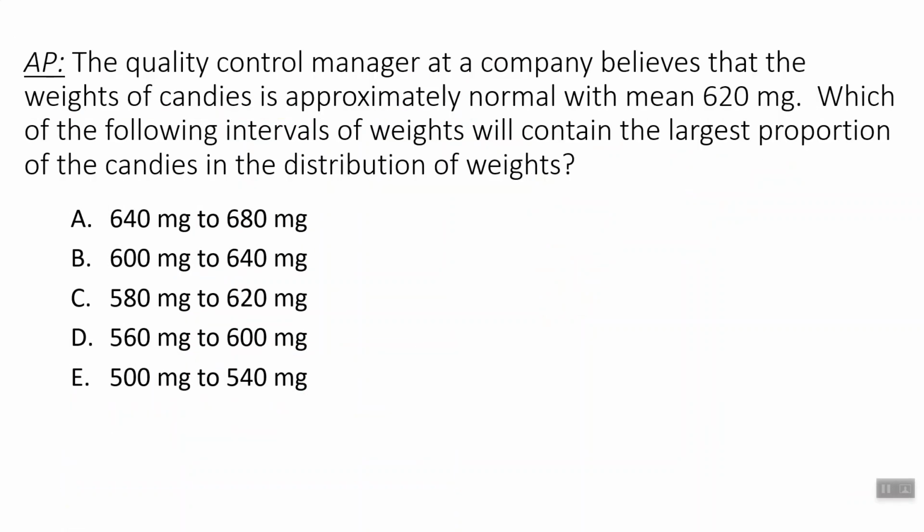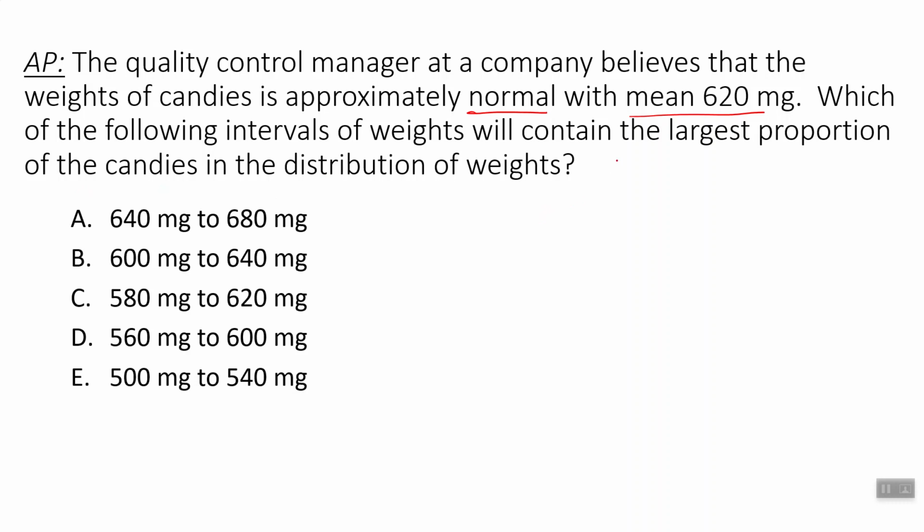And there it is. All right, last one here. So this is just giving you to think about how normal curves work, and this was an AP question a couple years ago. The quality control manager at a company believes that the weights of candies is approximately normal with a mean of 620. Which of the following intervals of weights will contain the largest proportion of the candies in the distribution of weights?